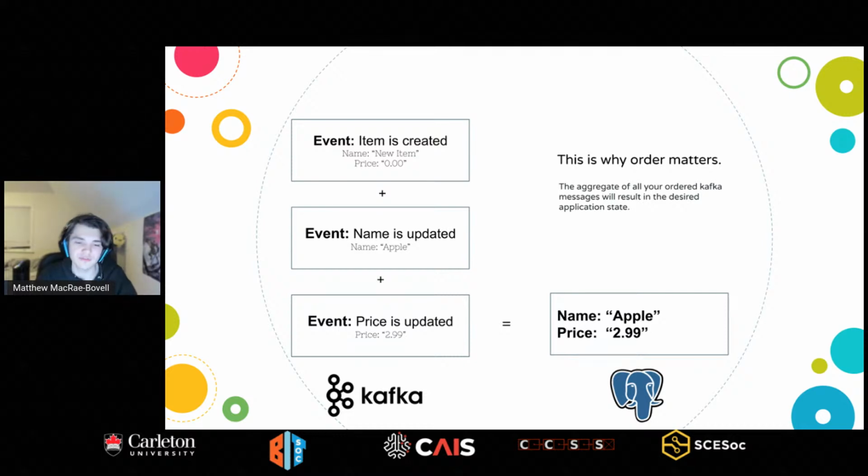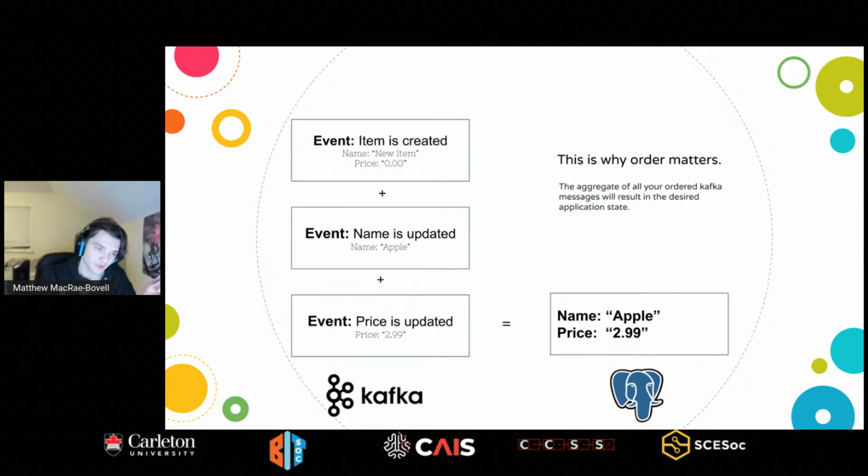So in order to get the final result of the apple with the price of 299, we could actually take the aggregate of all the events that occurred. So the item being created, the name was updated, and the price was updated. If we took all those events and we applied them to the database, we could recreate the current state of the database. And this idea is really what makes Kafka really important, and I'm going to show you why in the sense of distributed systems in a second.